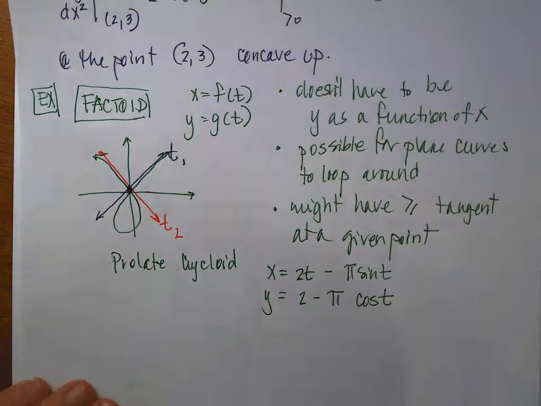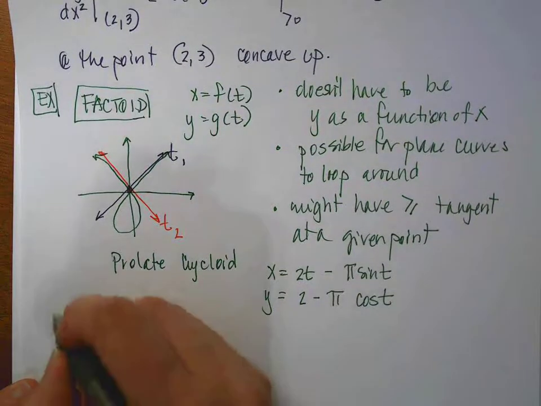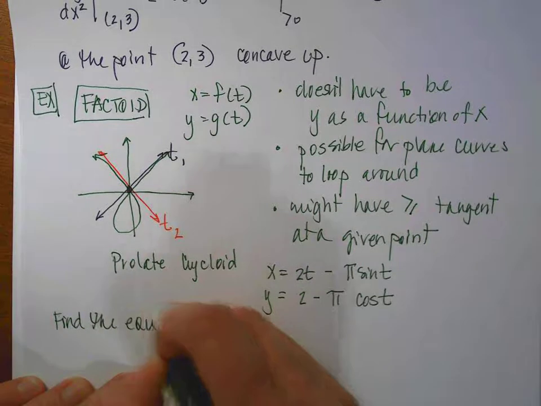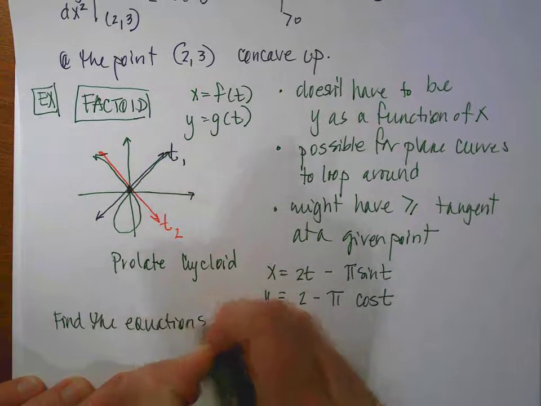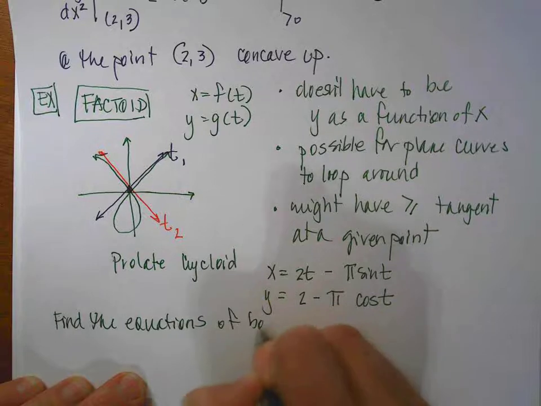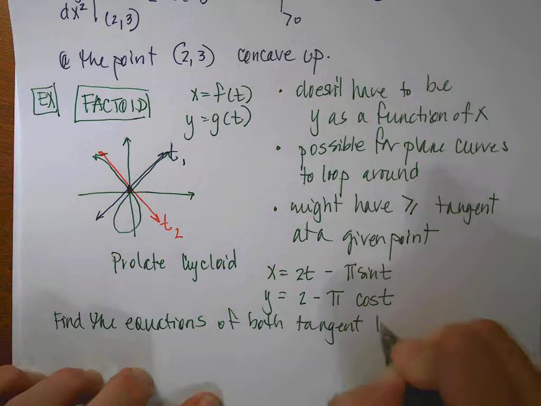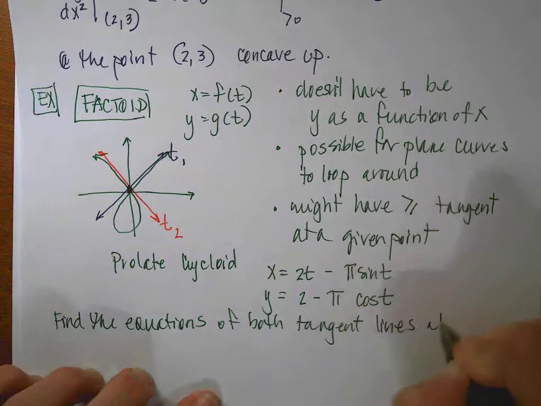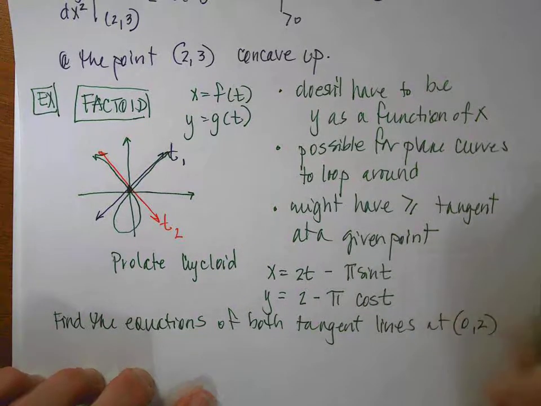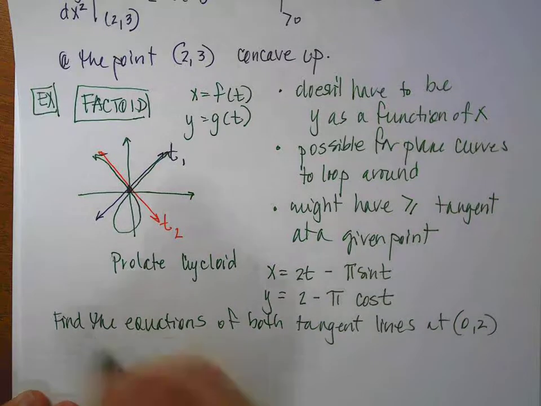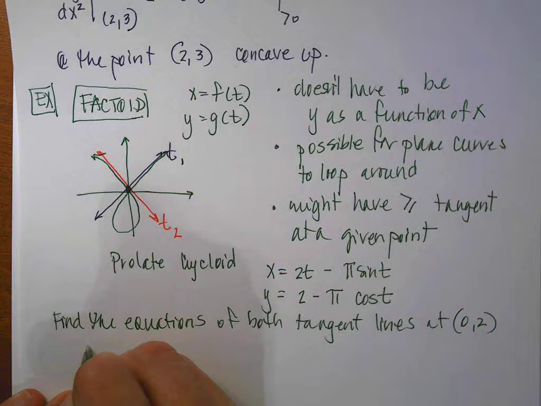Alrighty, so we're going to continue with this problem, and I want to find the equations of both tangent lines at the point (0, 2). Like I said, I drew that kind of at the origin, but I lied.